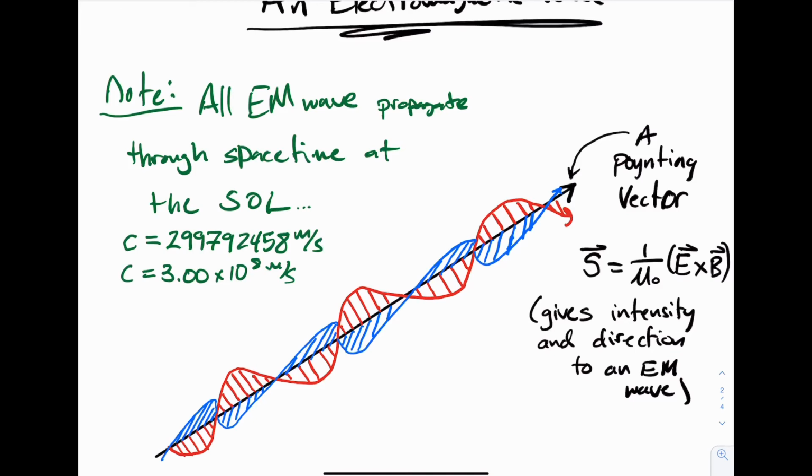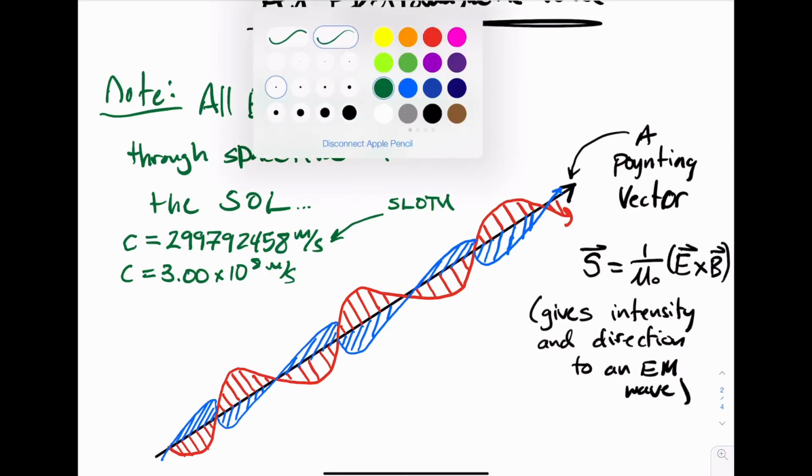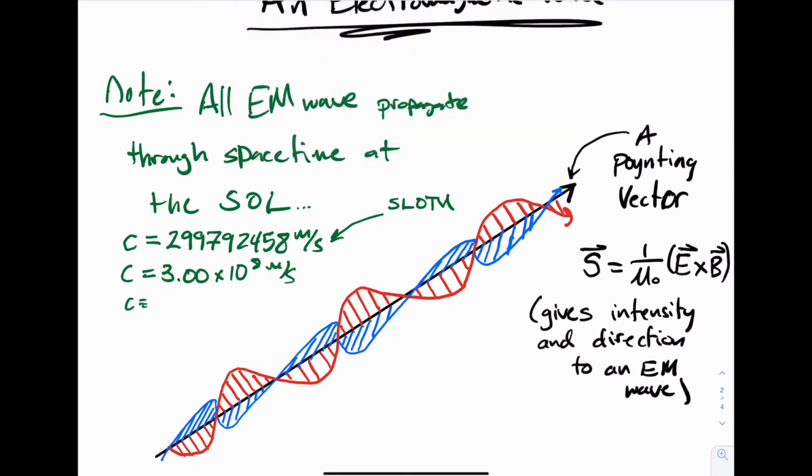Oftentimes, we round this to 3.00 times 10 to the 8 meters per second, but I don't really care for that approximation simply because it's too slow. The exact speed of light is the speed limit of the universe, but 3.00 times 10 to the 8 will work. Just for funsies, an approximation for the speed of light in miles per second is about 186,000 miles per second. So light can go around the equator about 7.5 times every second if it were orbiting us around the equator, which it probably doesn't.